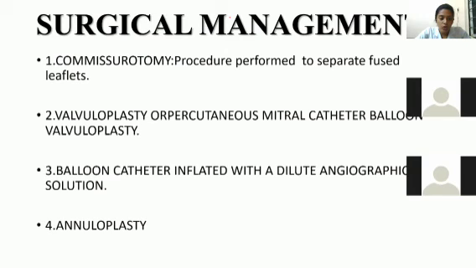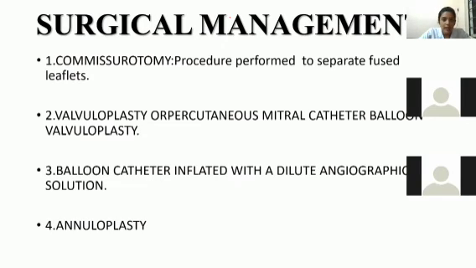So next we are moving on to the surgical management. The main surgical management is commissurotomy, a procedure performed to separate fused leaflets. The leaflets are fused together, so for that, commissurotomy can be done. Then valvuloplasty, or percutaneous mitral catheter balloon valvuloplasty. This is another surgical management. As in coronary angioplasty, using the balloon, the area will be inflated. The balloon catheter is inflated with a dilute angiographic solution in that area.